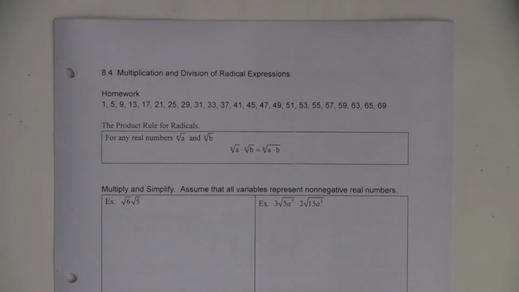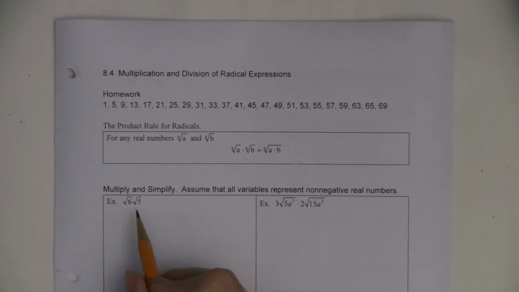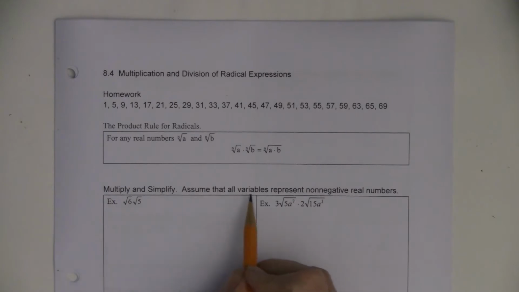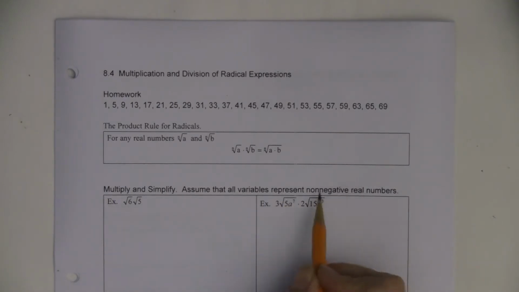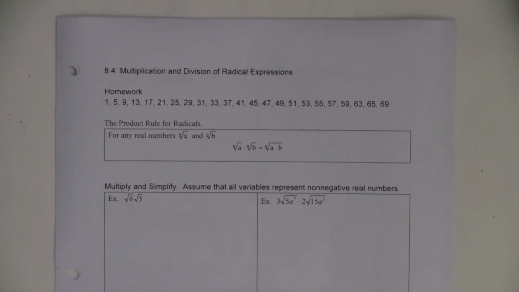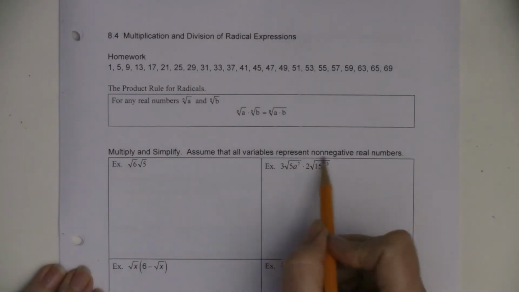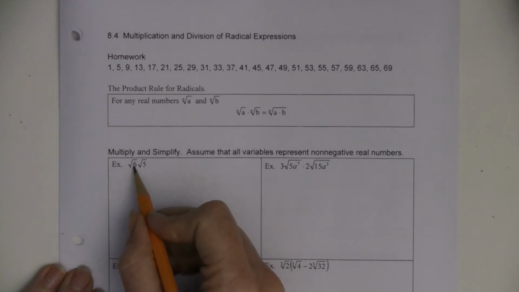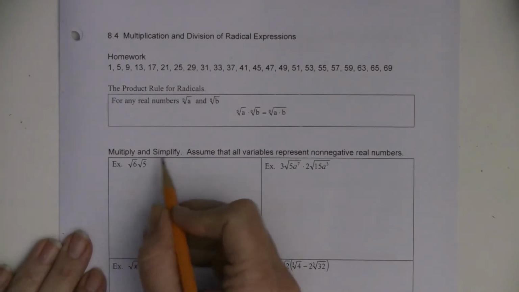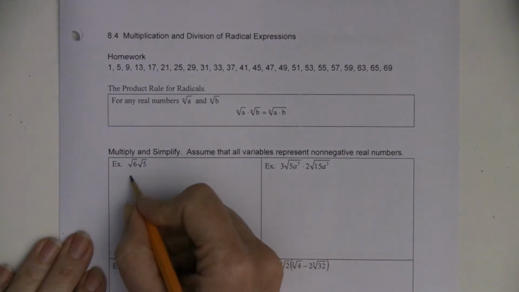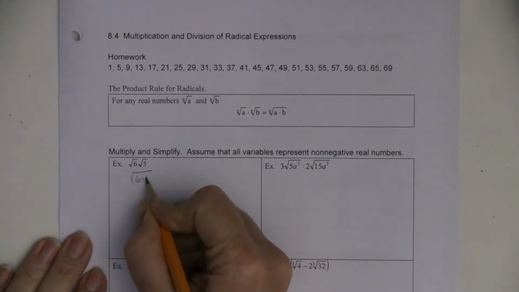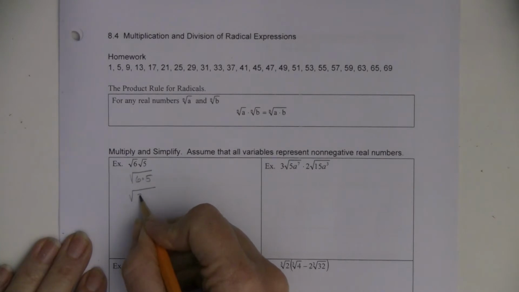So here they're telling us to multiply and simplify, and all variables are non-negative. So you don't have to worry about absolute value, is what they're telling us. And I was telling people that they only worry about absolute value for a very, very short time in 8.2, because the rest of the time they say non-negative. So this is the square root of 6 times the square root of 5. According to this property right here, this is the square root of 6 times 5, which is the same as the square root of 30.